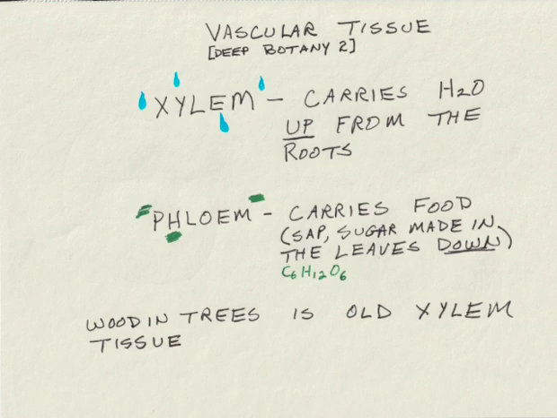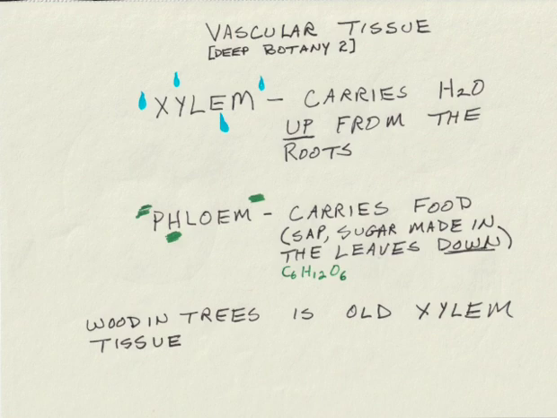There are two types of vascular tissue in plants. The first one is called xylem. Xylem begins in the roots and carries water up from the roots to the rest of the plant. When you water a plant in the dirt, you say, well, how does that water get up to the leaves and the flowers? It does that by going through the xylem, which is just like the veins in your body, but it carries water and nutrients from the roots.